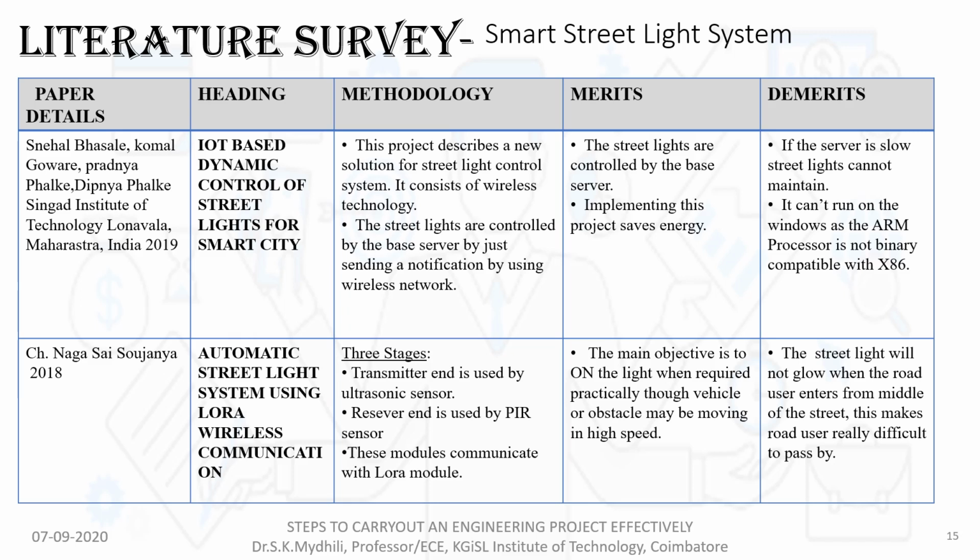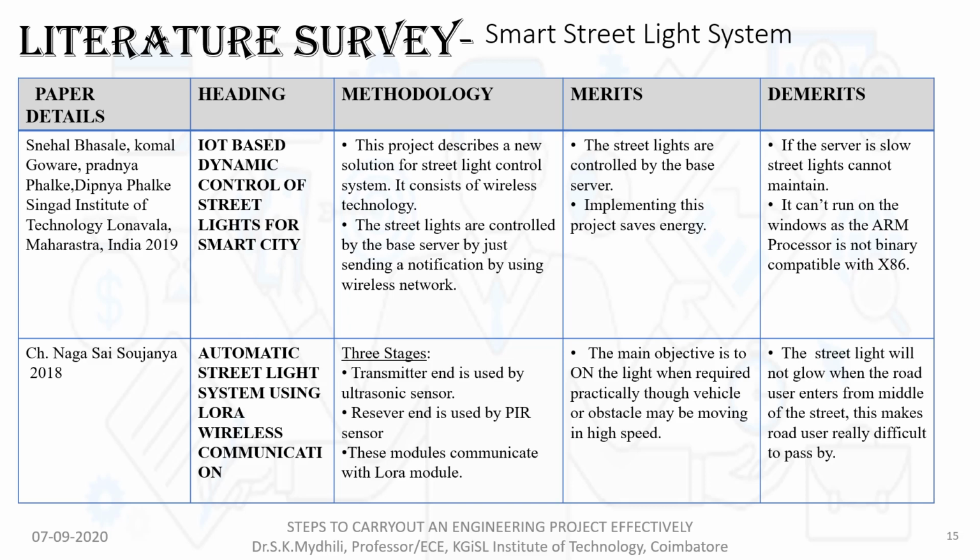The next demerit here is that it can't run on Windows as the ARM processor is not binary compatible with x86. So it all deals with the specification details of the processor and the components used. When you go for this type of selection, let me explain what the second paper is trying to say. It is about the automatic street light system using LoRa wireless communication. Based on that, the methodology is given in three stages. The transmitter end uses an ultrasonic sensor, and the receiver end uses a PIR sensor, and these modules are controlled by means of a LoRa module.